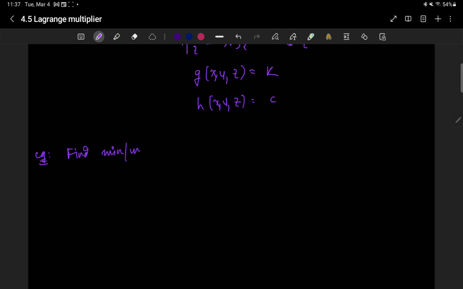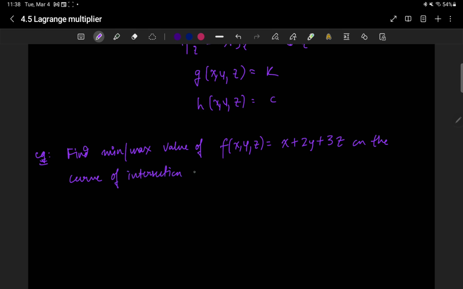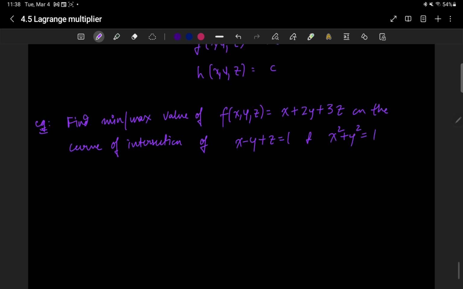Find the minimum or maximum value of the function on the curve of intersection of x minus y plus z equals 1. So that's your first constraint, and x squared plus y squared equals 1. That's your second constraint.